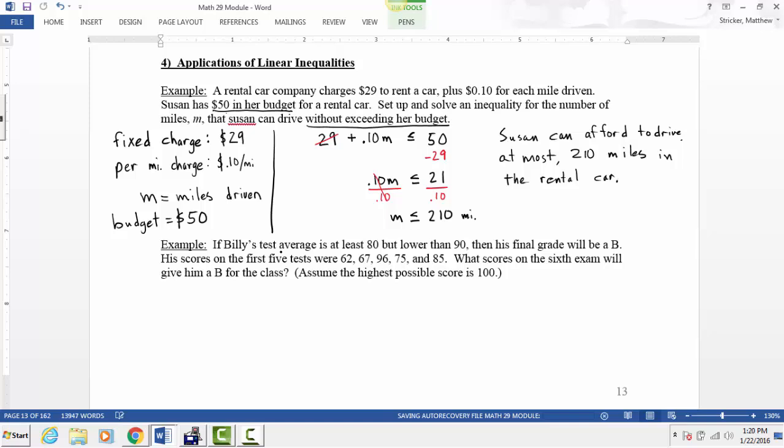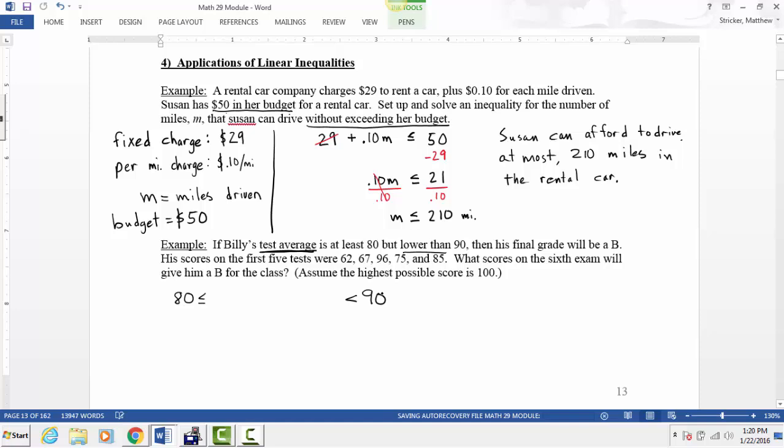So notice it says his test average needs to be basically between 80 and 90 to get a B. So how are we going to treat this problem? For him to get a B, his score needs to be at least 80, so it needs to be greater than or equal to 80, but lower than 90, so that's less than 90.